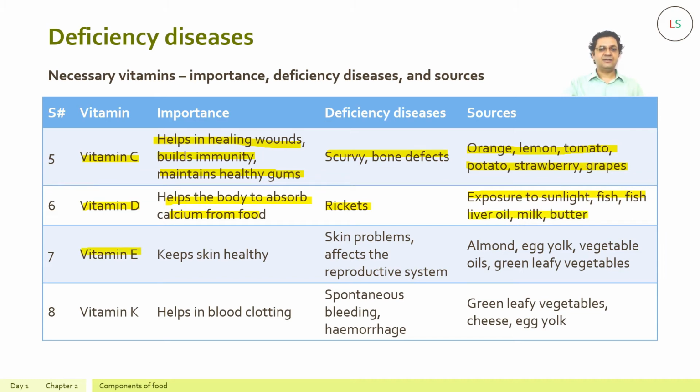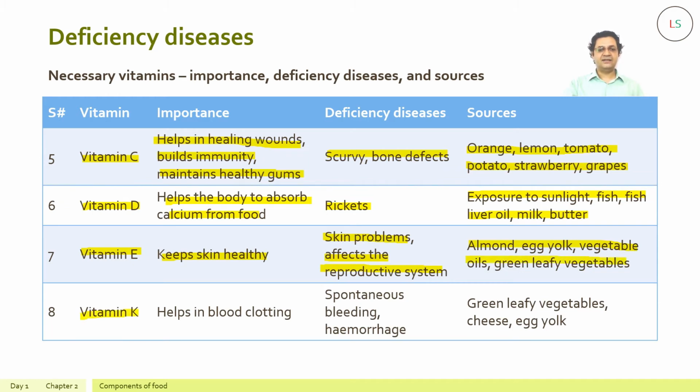Vitamin E. Vitamin E keeps skin healthy, and its deficiency leads to skin problems, and it also affects the reproductive system. Sources of vitamin E are almond, egg yolk, vegetable oils, and green leafy vegetables.